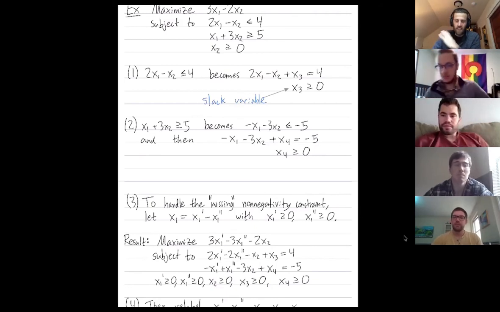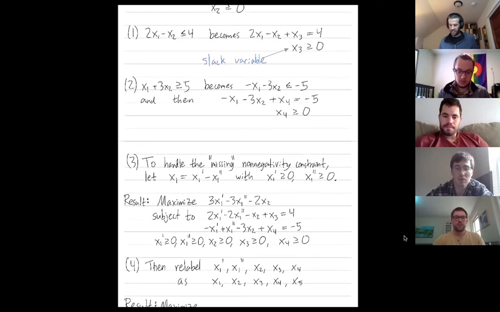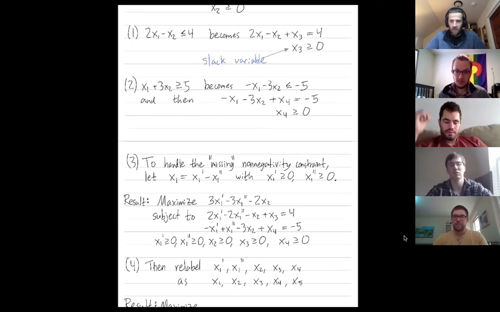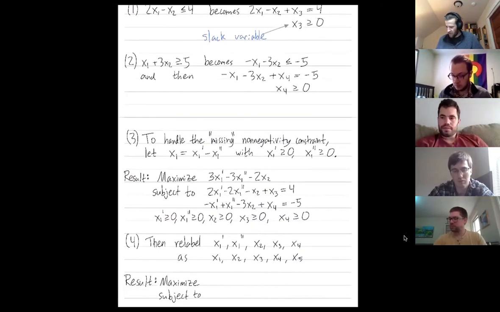This last step really doesn't matter, but I want you to be comfortable with it. Then we're just going to relabel the variables. The common names for variables are just x1 up through xn. And so we don't want to have these primes and double primes floating around anymore. We just want to ignore those.